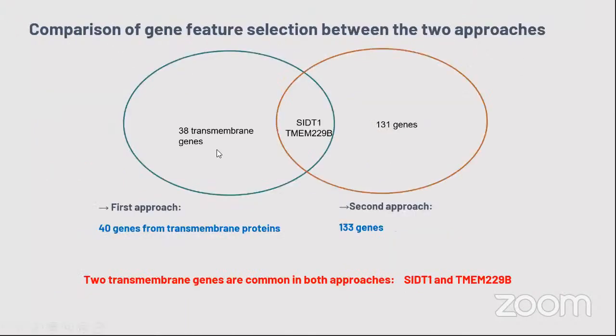And then after all these analyses, I decided to check the 40 genes from transmembrane proteins from the first approach and try to find which genes are shared by the two approaches. According to this, there were two transmembrane genes that are shared by the two approaches. So I got these two candidates that could be useful for future analysis.